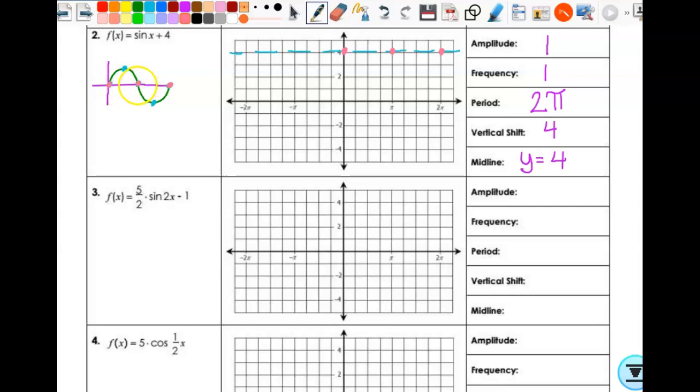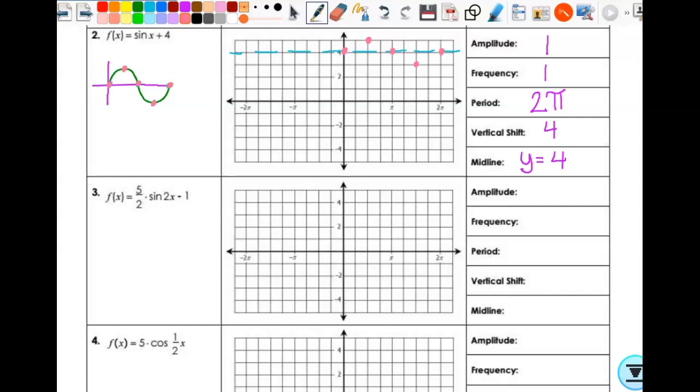Halfway between the first two, I have an amplitude that goes up from the midline. My amplitude is 1, so halfway between these two from the midline, I go up 1. Halfway between these two from the midline, I go down 1. And there are my 5 anchor points.